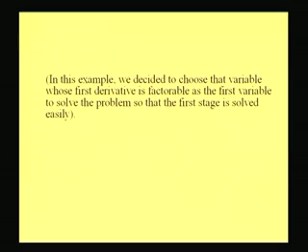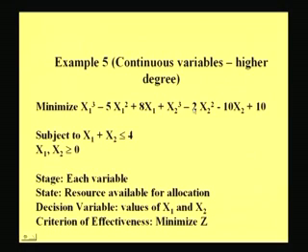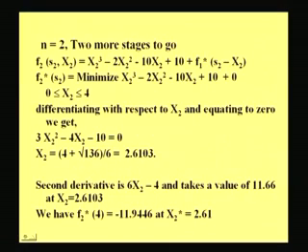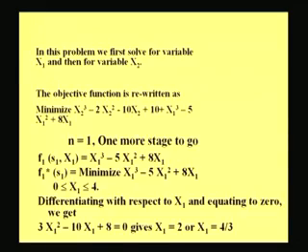One should also understand that if we had worked out this problem the normal way, by choosing variable x2 in the first stage, or at n equal to 1, and then choosing variable x1 at n equal to 2, we would have got the same answer. The optimal solution in this problem is x1 star equal to 0, x2 star equal to 2.61, and the value is minus 11.9446.